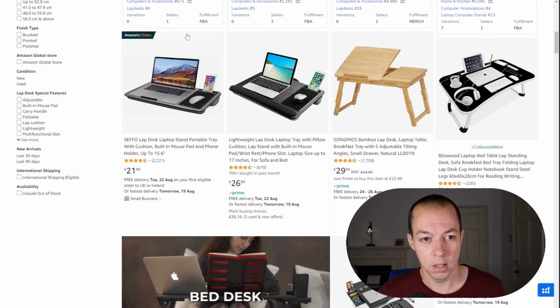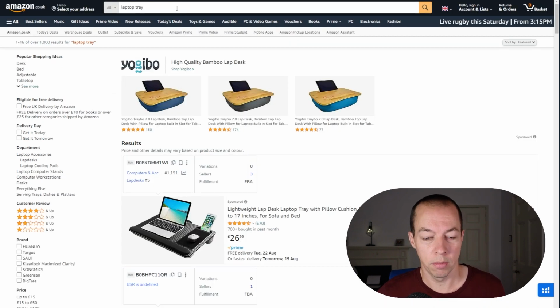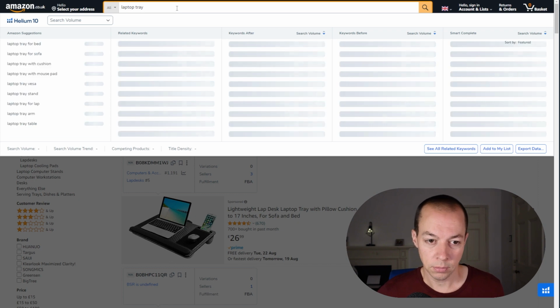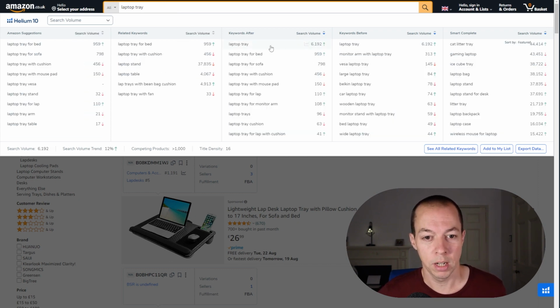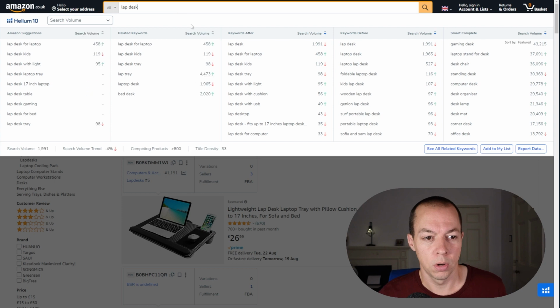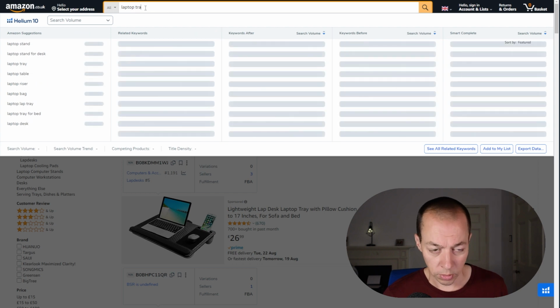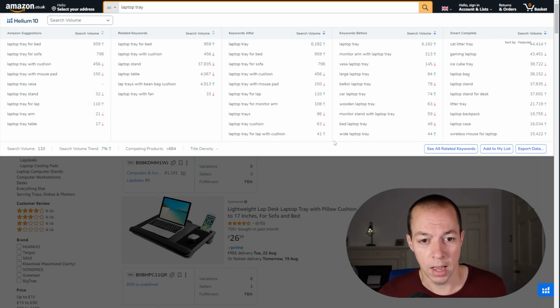Whereas what I did is I used the search expander that's built in when you install Helium 10, and I tried other search terms, and I came across laptop tray, which has a search volume of 6,200, whereas lap desk only had a search volume of just under 2,000, so a third of the volume. So laptop tray is the best search term to analyze for this product.